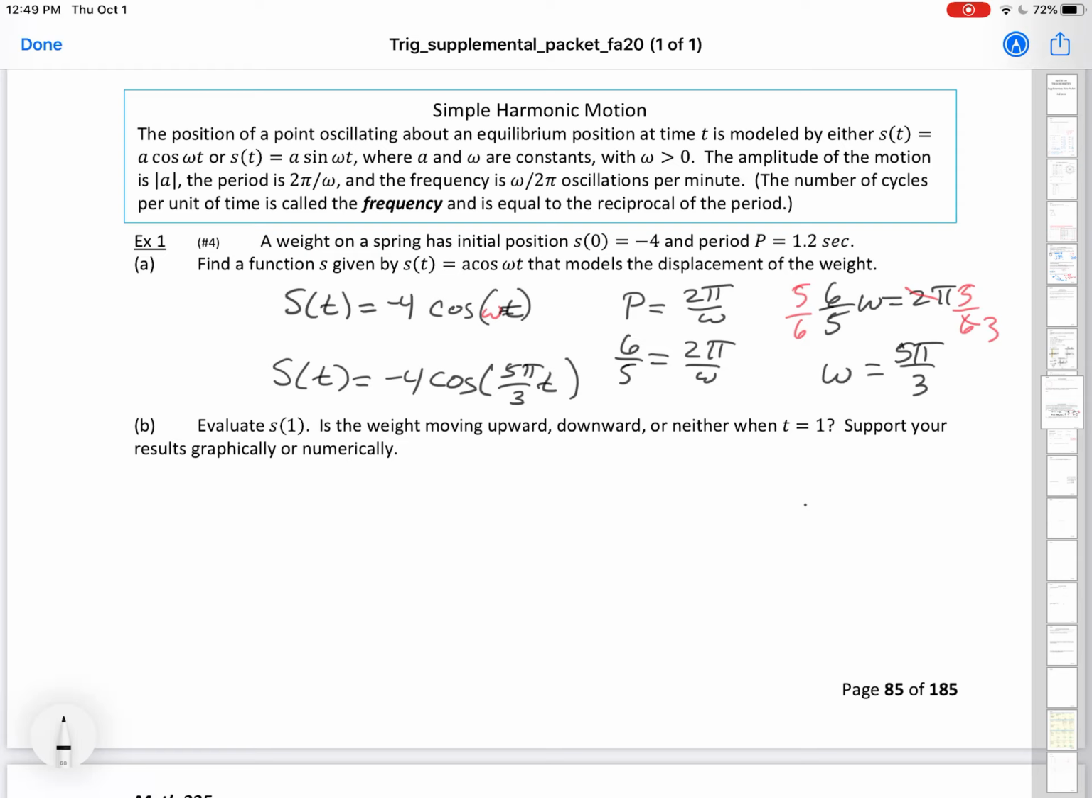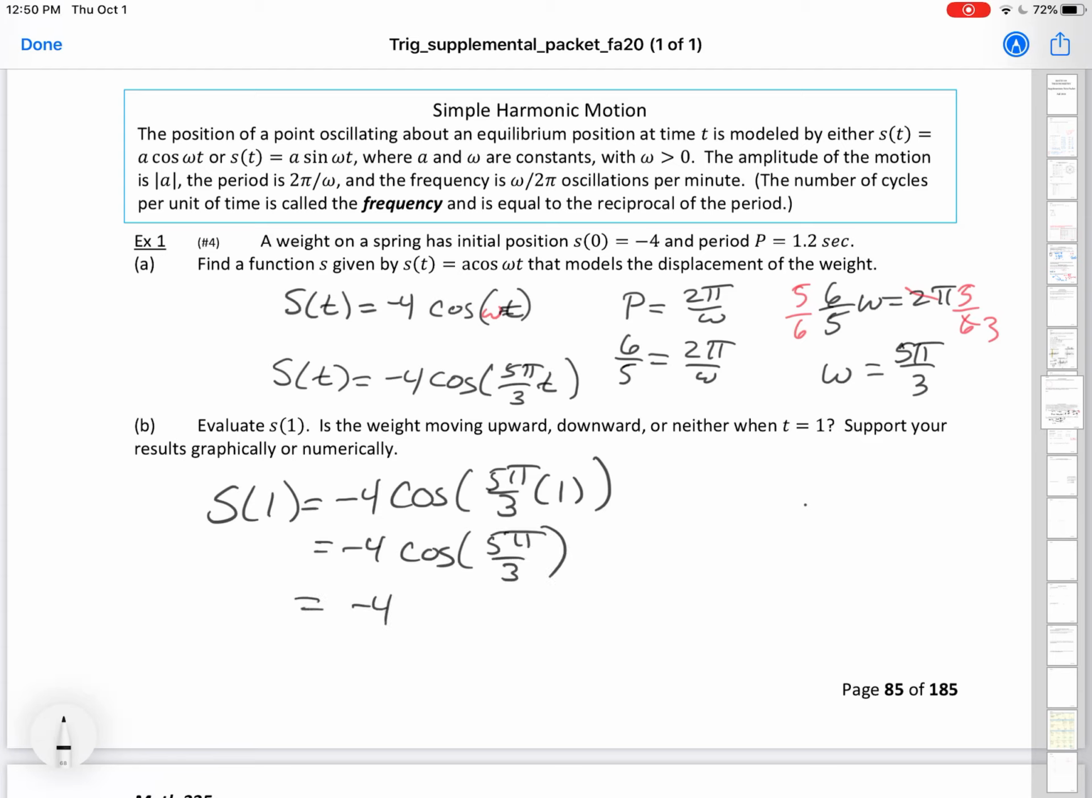Now they want us to evaluate S sub 1. So S sub 1 should be easy. We're going to use a calculator because there's, well, maybe we can figure it out because we have things in pi over 3's. So S sub 1 is negative 4 cosine of 5 pi over 3 times 1, which is negative 4 cosine of 5 pi over 3, which is negative 4.